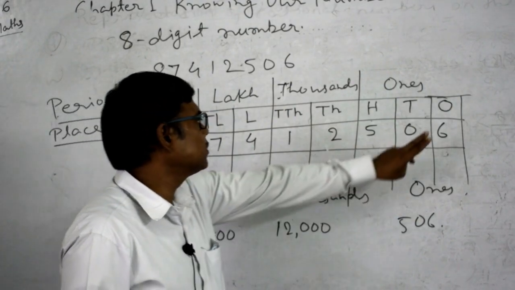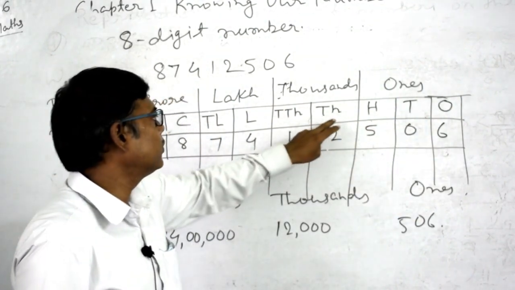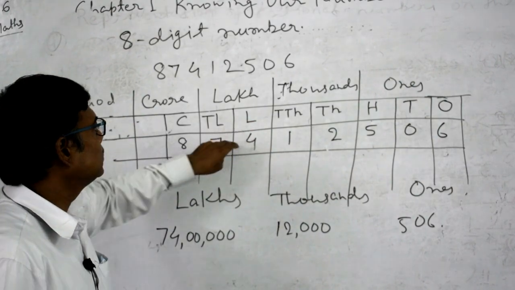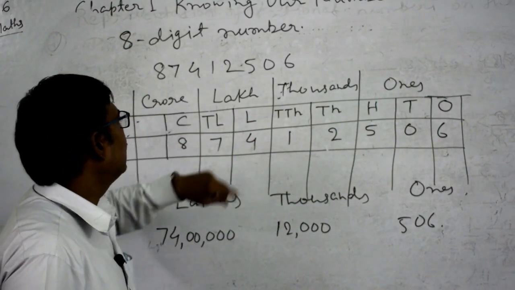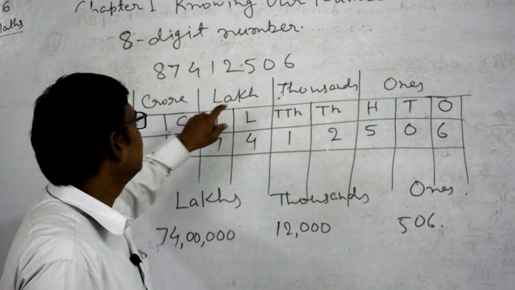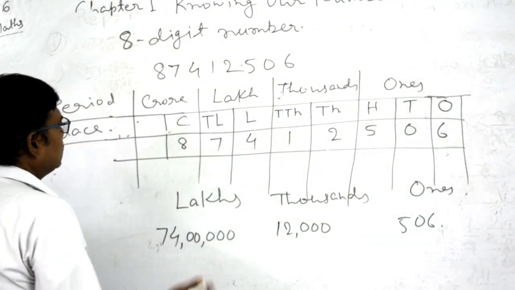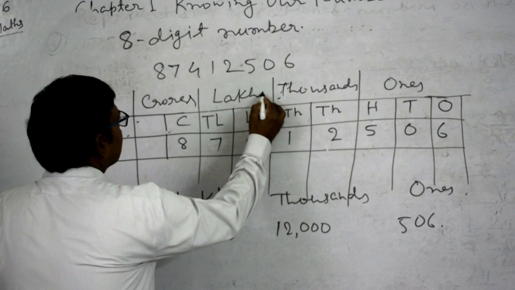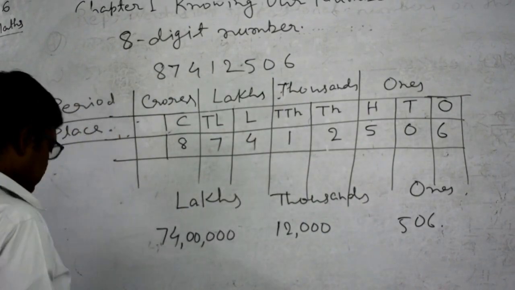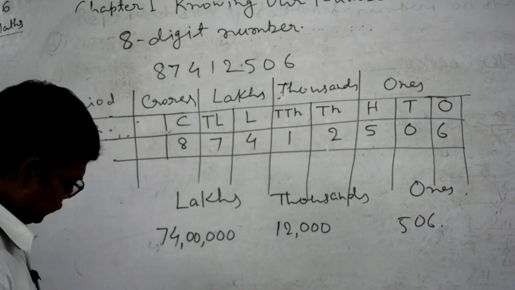So you have the places ones, tens, hundreds, thousands, 10,000s, lakhs, 10 lakh, and crore. And these are the periods, that is crore, lakh, thousands, and ones. Okay, so these are the periods, crores and lakhs, and in this way you will name these.